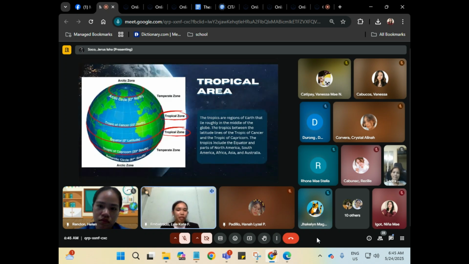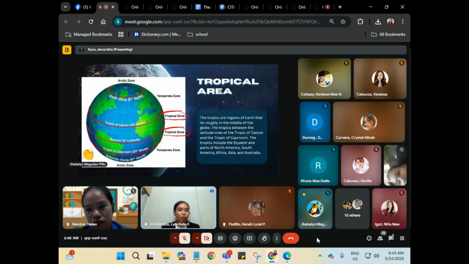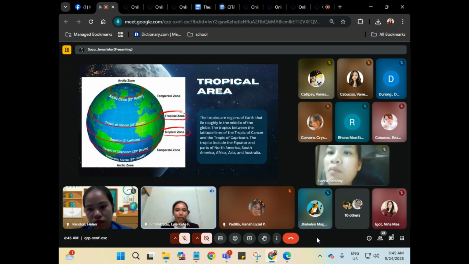So, tropical regions, class. Here in the globe, the red circle is where the tropical zone is located. So tropical regions or tropical areas, they do not get cold enough, class, and do not experience snow in the winter.